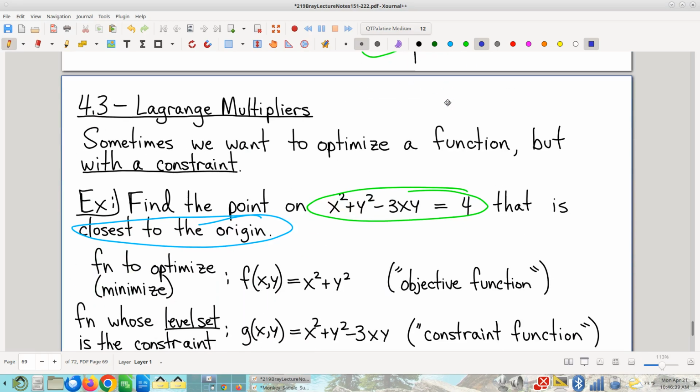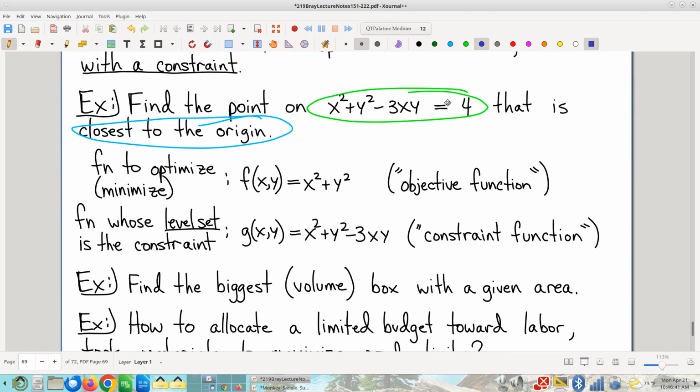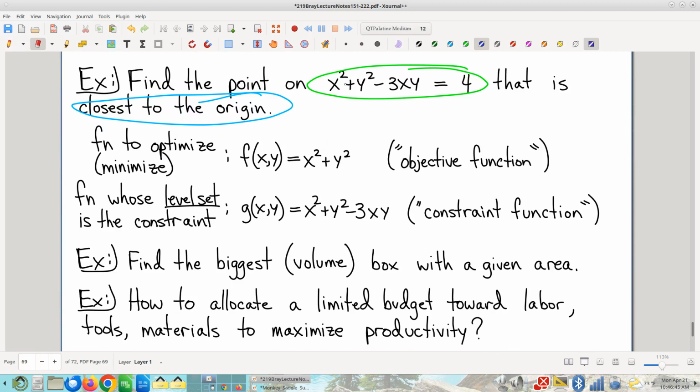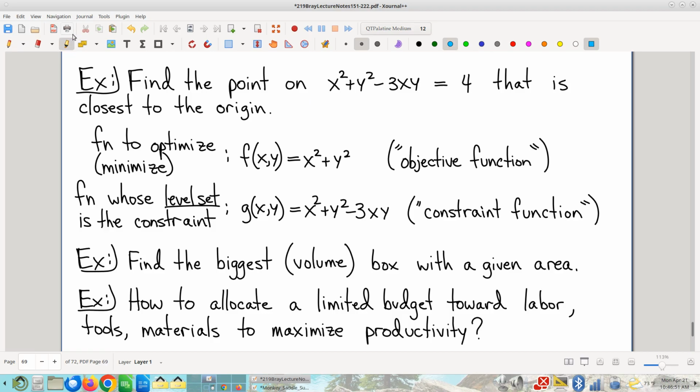Okay, alrighty. So some important language that we have to establish just so we can have an easier way to talk about all this stuff. We're going to talk about something called the objective function. The objective function is the function that you want to optimize. In this case, we want closest to the origin, so we're minimizing the distance to the origin.